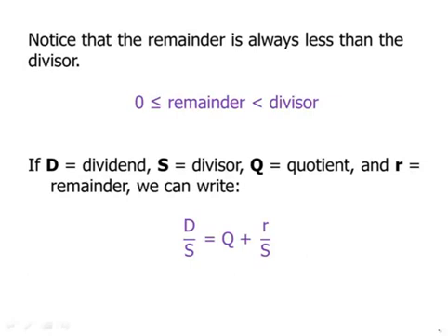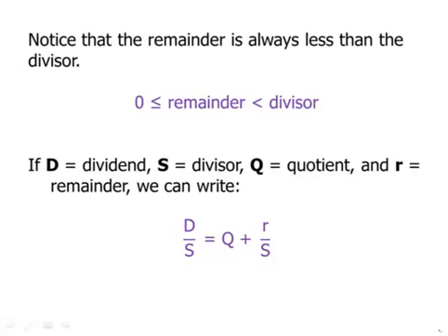If D is the dividend, S is the divisor, Q is the quotient, and R is the remainder, then we can write things in this form. D divided by S, dividend divided by divisor, equals the quotient, the integer quotient, plus the fraction, remainder over divisor. So this is an important formula because it allows us to make a connection between the integer quotient and the mixed numeral quotient. Q is the integer quotient, but if we then add that little fraction, remainder over divisor, that gives us the mixed numeral quotient.